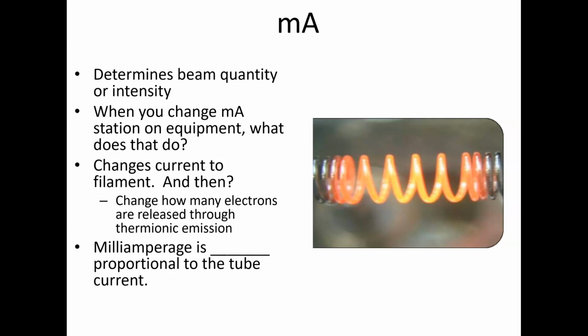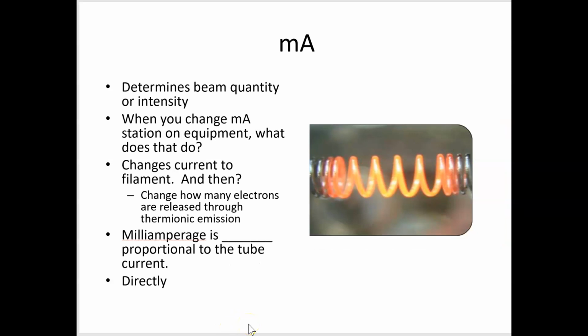So milliamperage, how is it related to the tube current? It is directly related to the tube current. When you increase your milliamperage, you increase the tube current, the number of electrons that flow across from cathode to anode, and vice versa. So if the milliamperage is doubled, so are the number of electrons that are able to cross the tube.